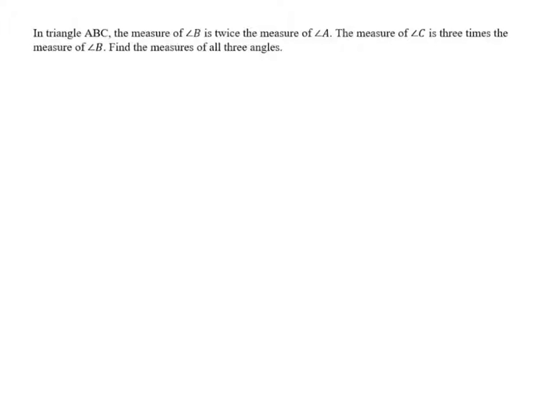We're going to do our let statements. And if we look, we're told something about angle B. The measure of angle B is twice the measure of angle A. And we're told something about the measure of angle C. It's 3 times the measure of angle B. We're not told anything directly about angle A, and so we're going to let the measure of angle A be equal to x. That'll be our unknown.